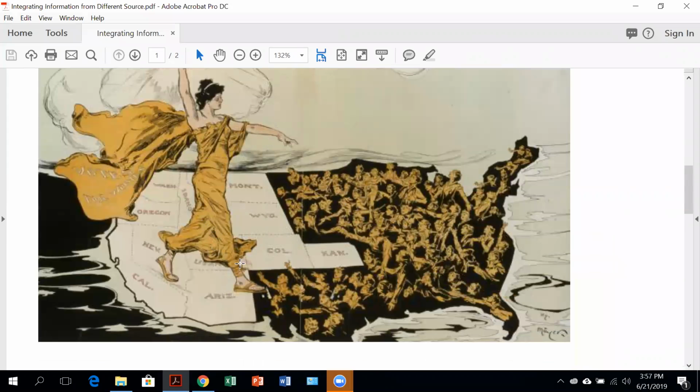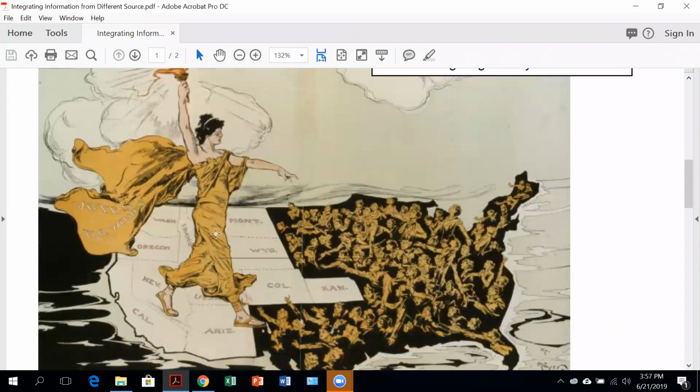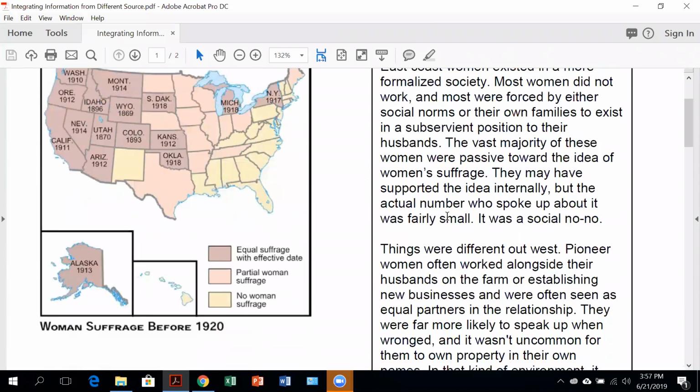And Lady Liberty's walking, and you can see she's walking from west to east. And the feeling here is the awakening that these Western states are awake. They've given their women the right to vote, where the East, that hasn't happened yet. So I think that's what the political cartoon's telling us, and it looks really similar to what we saw on the map. So now we have this reading passage.